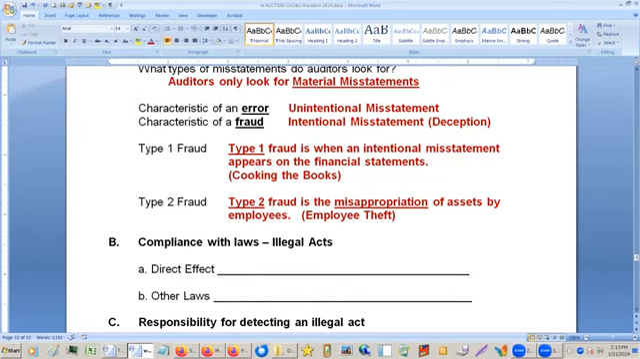By the way, which fraud are the auditors more concerned about? Type 1 or type 2?